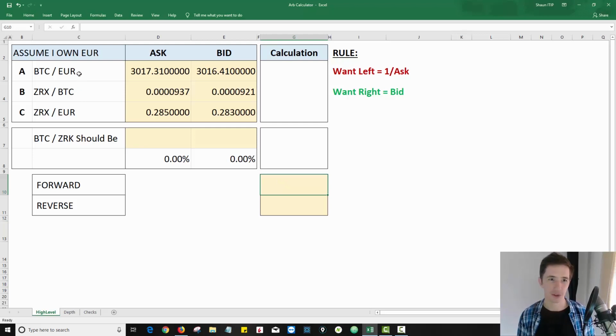Now you need to know that whether you're using fiat currency or coin, the rules that apply are exactly the same. But I thought it'd be interesting here because we've got Bitcoin to euros. So I'm going to calculate the forward arbitrage opportunity for Bitcoin to euro.